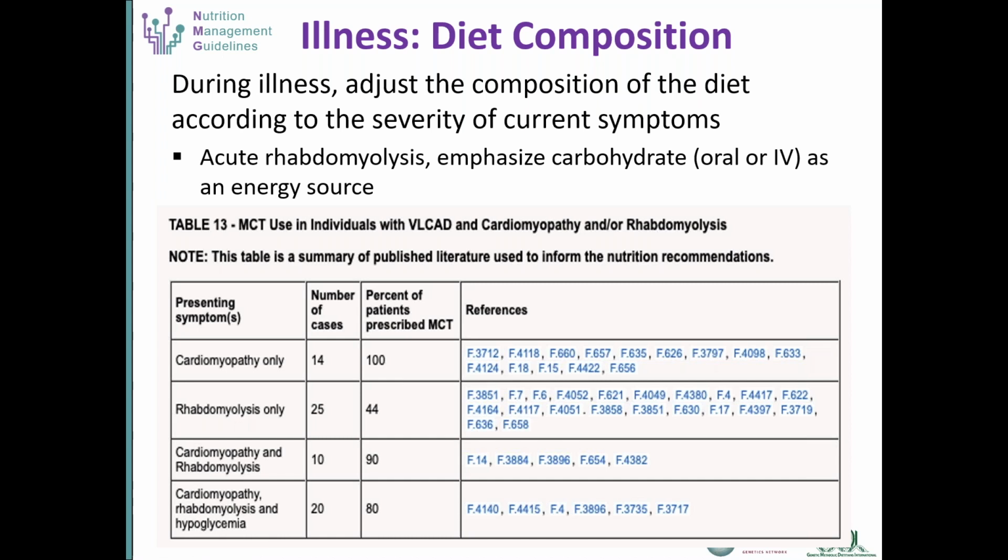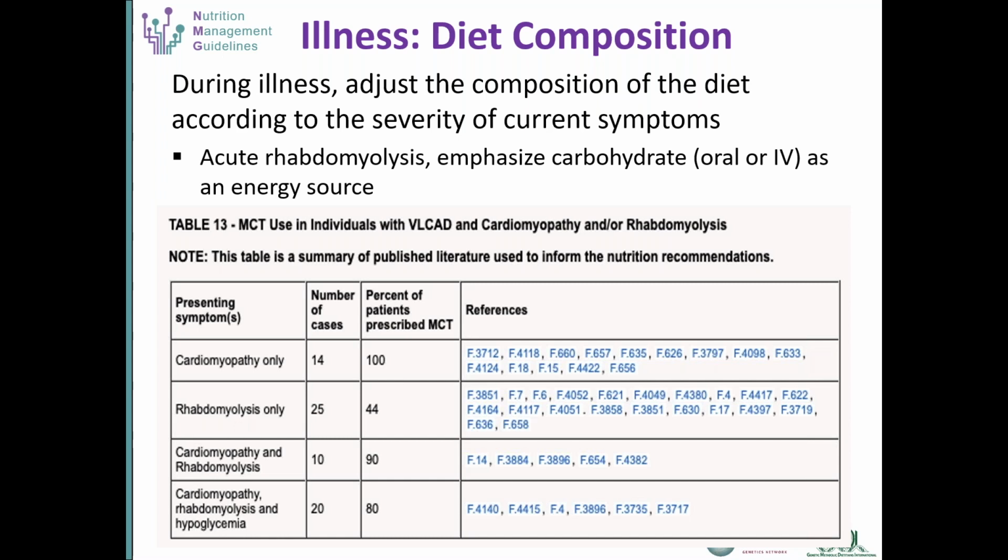So in this chart, these are the different references that we cited. But if you look here, those individuals that had cardiomyopathy, 100% of those patients were prescribed MCT. That's in comparison with the individuals who were experiencing rhabdomyolysis without cardiomyopathy. And here you can see that only 44% of those patients were prescribed MCT.